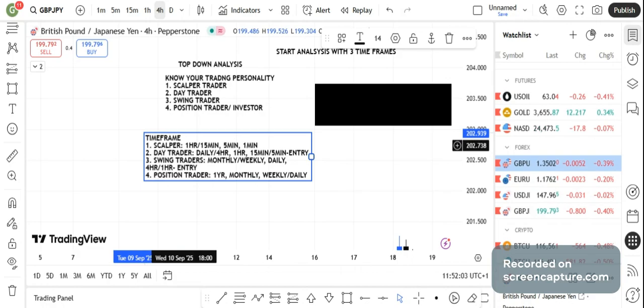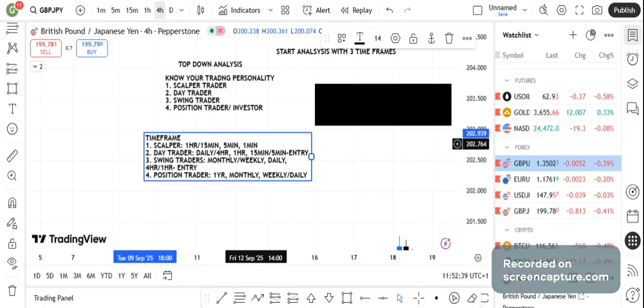Now, a scalper does the analysis from either the 1 hour time frame or the 15 minute time frame. After using the 15 minute time frame, they use the 5 minute time frame, and they use the 1 minute time frame for entry. Okay. As a day trader, you can use the daily time frame to start your analysis, or the 4 hour time frame, and you use the 1 hour time frame also. Then you use the 15 minute or 5 minute as entry.